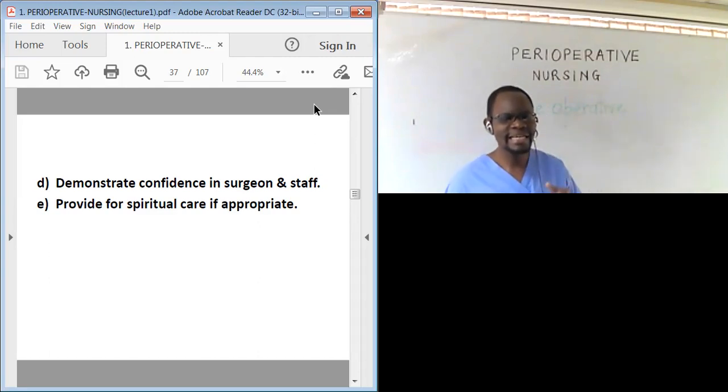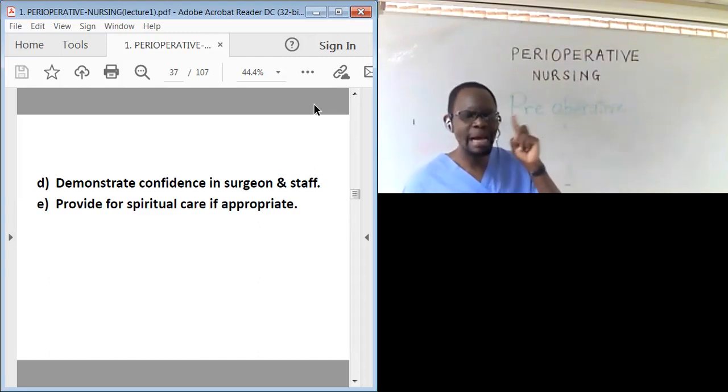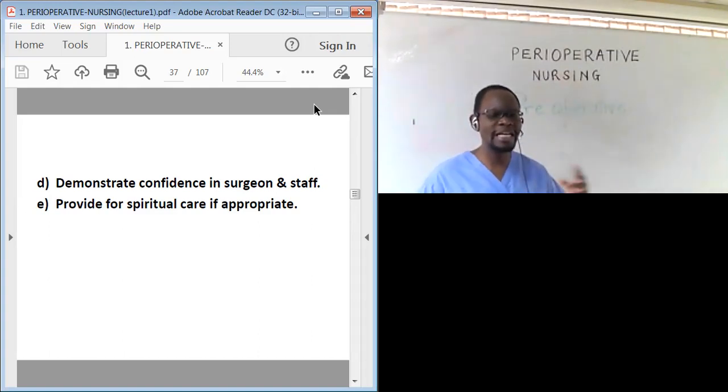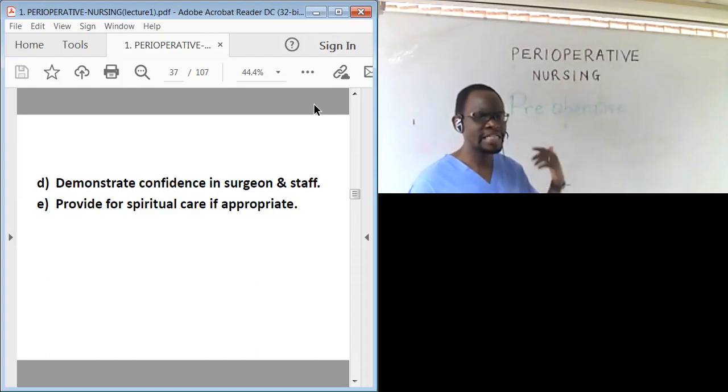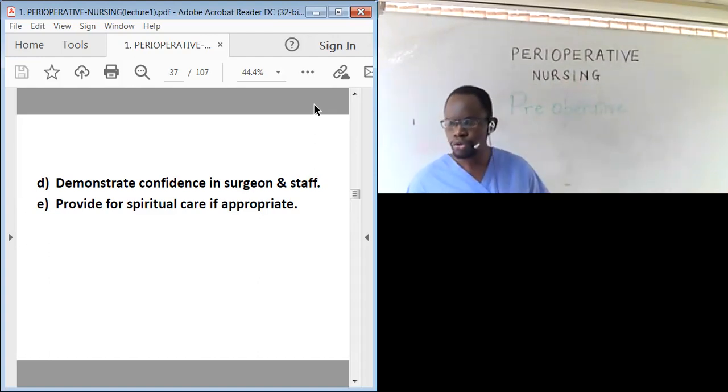Because as nurses, it is our role to spiritually support these patients in whatever kind of condition. It might not necessarily be surgery, but it is our role to support these people in whatever situation they might be in. And if spiritual support is needed, then please go ahead and do that, or link them to someone who can support them spiritually. And so they will greatly appreciate all that you're doing for them.